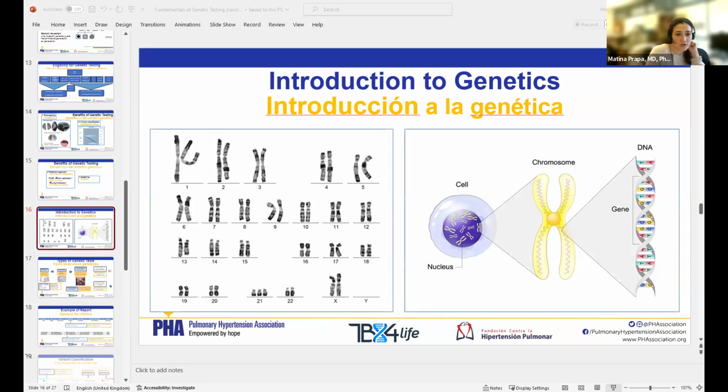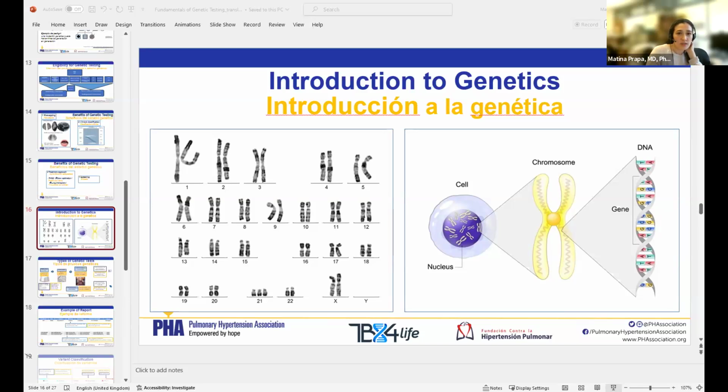Biologically, now, let's think of Google Maps, and this is the bird's eye view. If you really zoom in into chromosomes, then you see these structures here, and these are called genes.